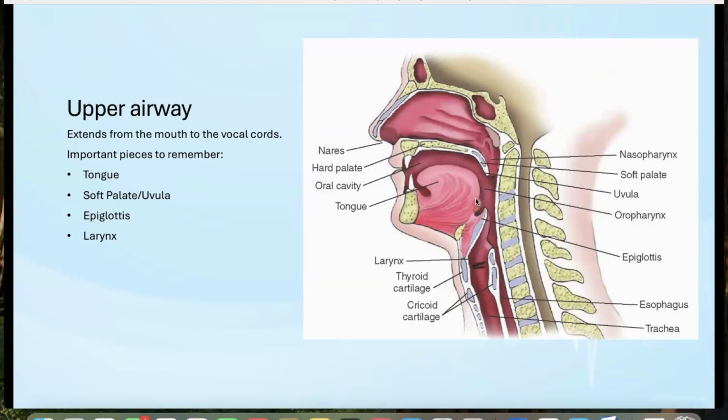You can see here we've got some of our palatine tonsils right here next to the vallecula. Up kind of at the top off to the sides would be where your adenoid tonsils are.